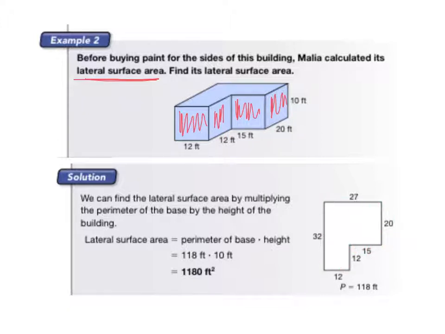In order to find the lateral surface area, the easy way to do it is to just find the perimeter of this base. So add all of these together, all of the perimeter together, which is 118 feet, and then you multiply by the height, which is there, 10 feet. So you do 118 feet times 10, and you get your answer, which is 1,180 feet squared. And that's a pretty easy way to do this problem. So remember, to find the lateral surface area, you do the perimeter of the base times the height. So make sure that is in your notes. All right, we have one more example.